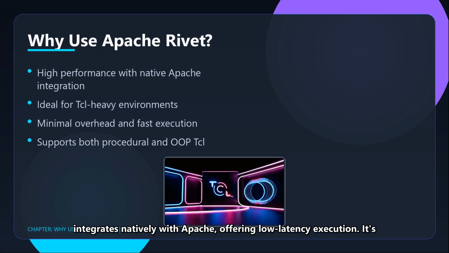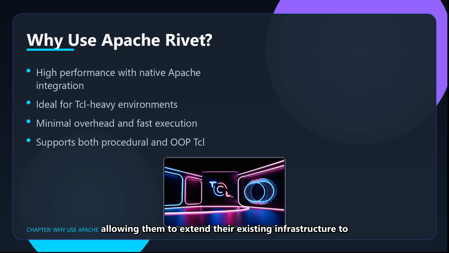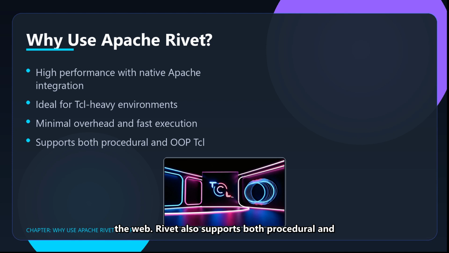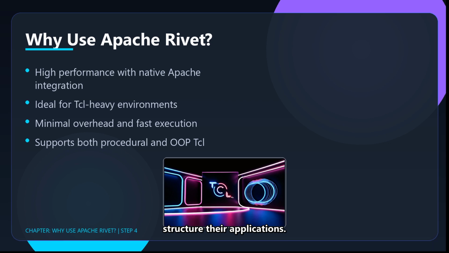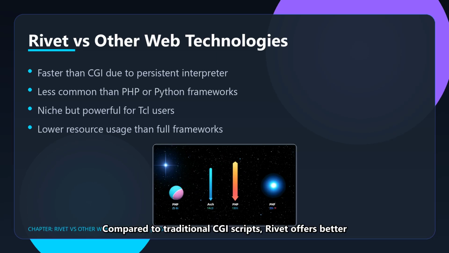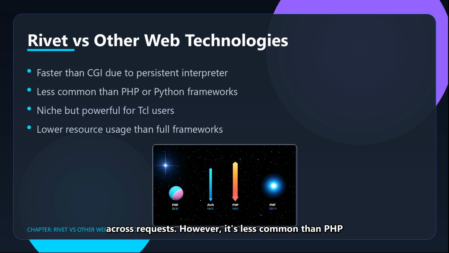First, it integrates natively with Apache, offering low-latency execution. It's perfect for organizations that already rely on TCL, allowing them to extend their existing infrastructure to the web. Rivet also supports both procedural and object-oriented TCL, giving developers flexibility in how they structure their applications. Compared to traditional CGI scripts, Rivet offers better performance because it keeps the TCL interpreter alive across requests.